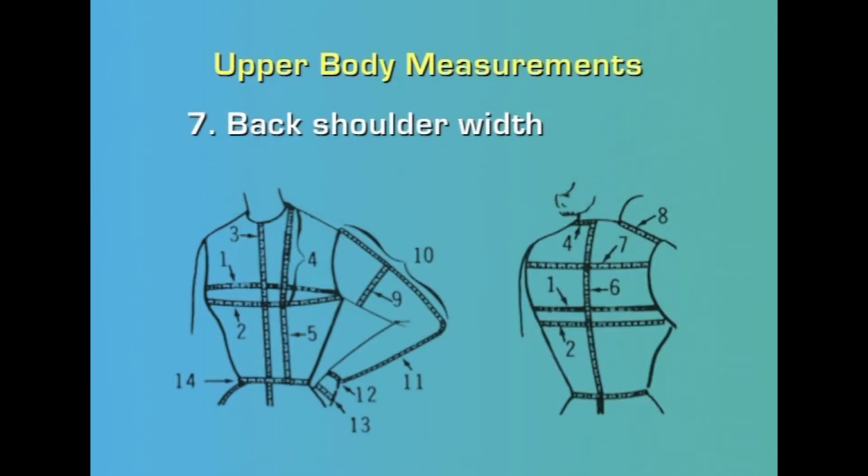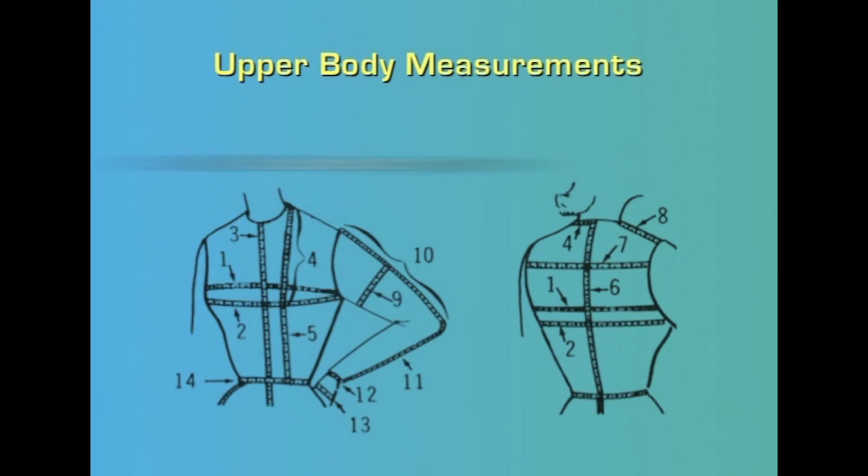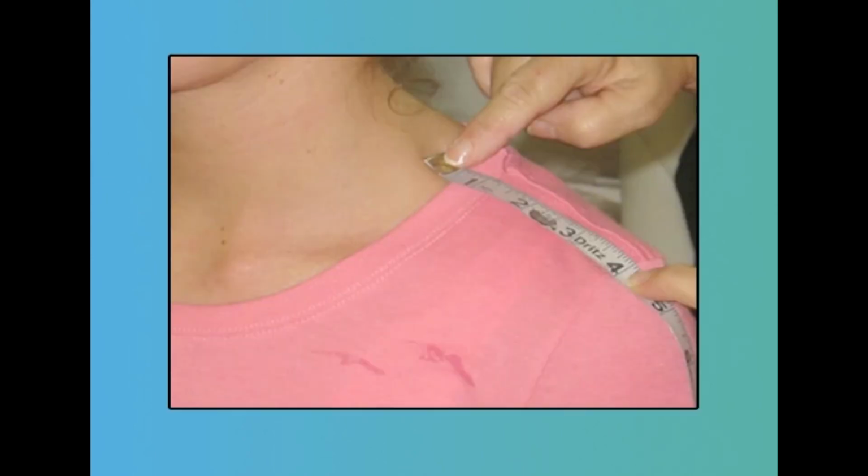Back shoulder width, 4 inches below base of the neck at the center back. Measure distance from armhole to armhole, keeping tape parallel to the floor and arms relaxed at sides. Shoulder length. Neck to arm socket. Measure shoulder length from base of the neck to arm socket.